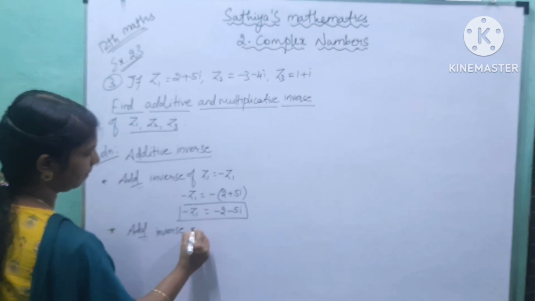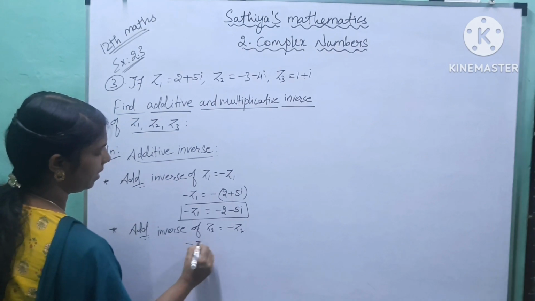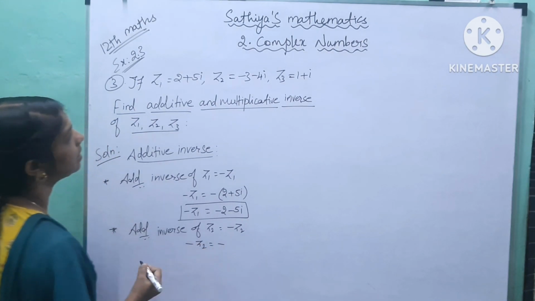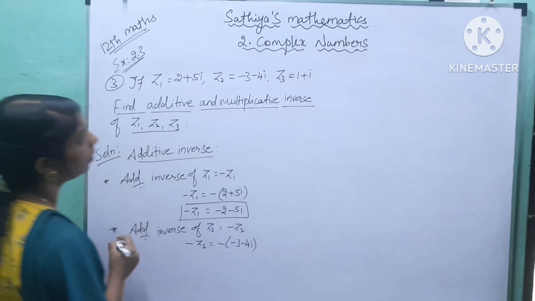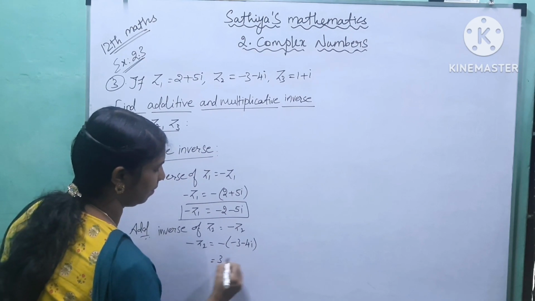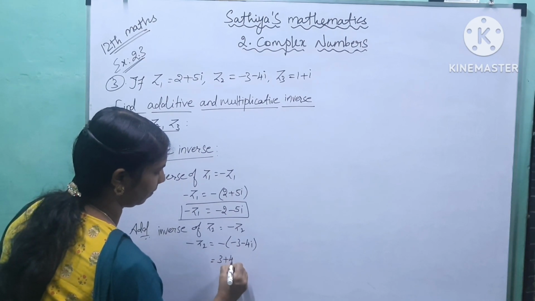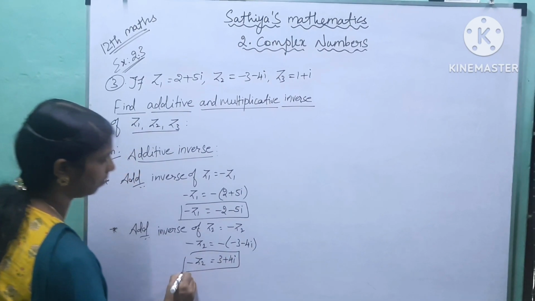And similarly, additive inverse of z2 is given by minus z2. So minus z2 is equal to minus of minus 3 minus 4i. When multiplying by minus, minus 3 becomes plus 3 and minus 4i becomes plus 4i. This is minus z2.